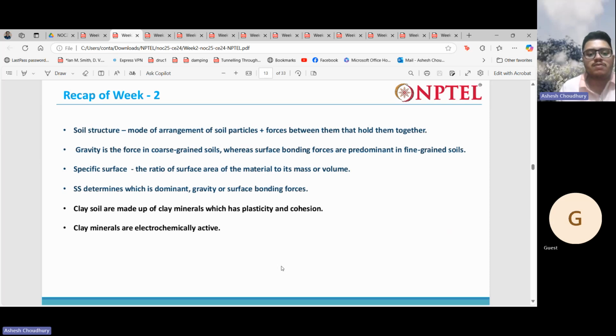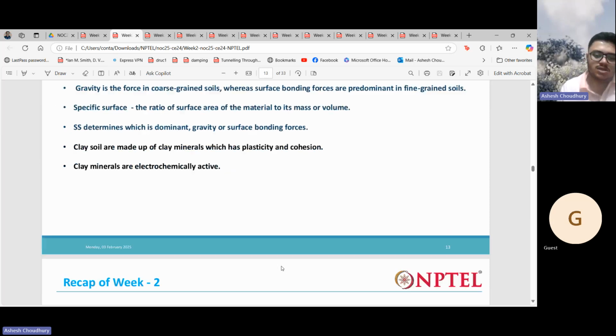Clay soils are made up of clay minerals, which give plasticity and cohesion. Clay minerals are electrochemically active.